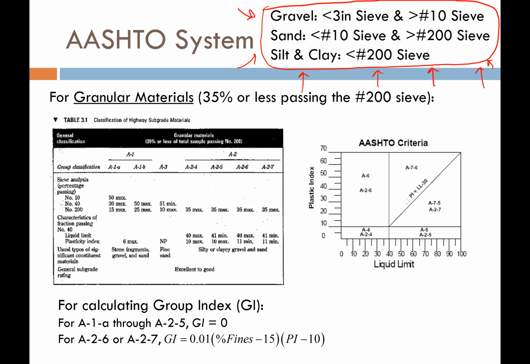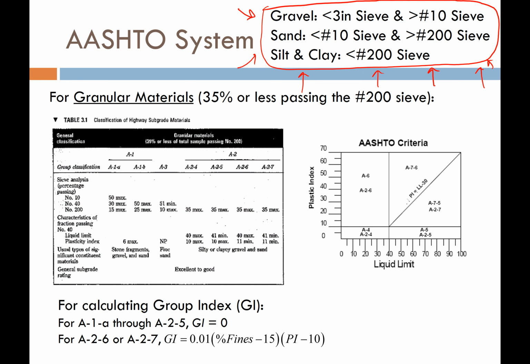So in the AASHTO system, we say that gravel is any soil that is smaller or less than the 3-inch sieve, but that is retained on the number 10 sieve. So anything between the number 10 and the 3-inch sieves. Sand is anything that's between the number 10 sieve and the number 200 sieve, and fines, that is silt and clay, is anything that passes the 200 sieve.